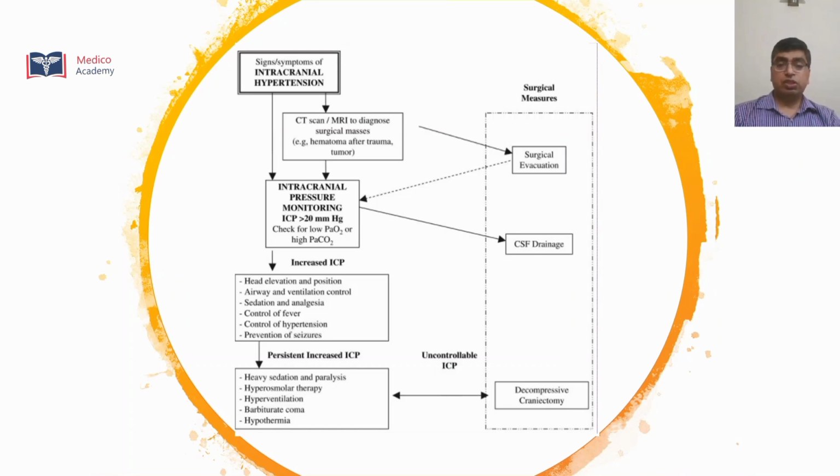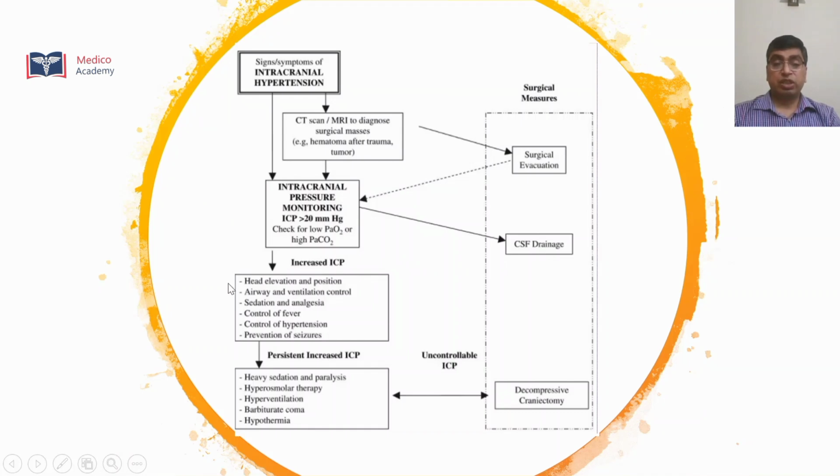So, in general, or in short, how to approach a patient of intracranial hypertension is determined by the signs and symptoms of intracranial hypertension; do an imaging. If imaging shows some trauma, hematoma, or tumor, surgical evacuation is required. If intracranial pressure monitoring shows high ICP, again surgical evacuation or CSF drainage is required.